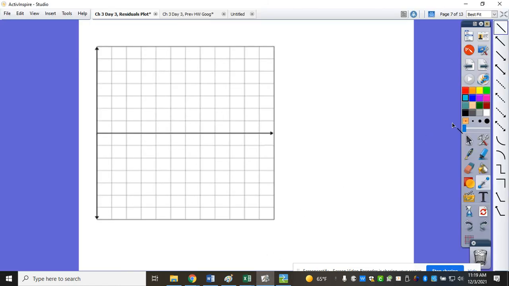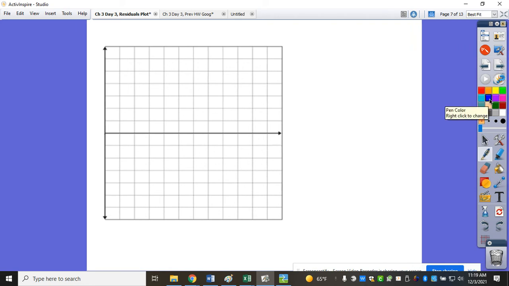The thing about a residuals plot is what goes on the x-axis. In general, what always goes on the x-axis of a residuals plot? Your x's. So the way you numbered this is going to be the exact same way that you numbered this on the x-axis. It goes in the order that you typed in there. That makes sense.